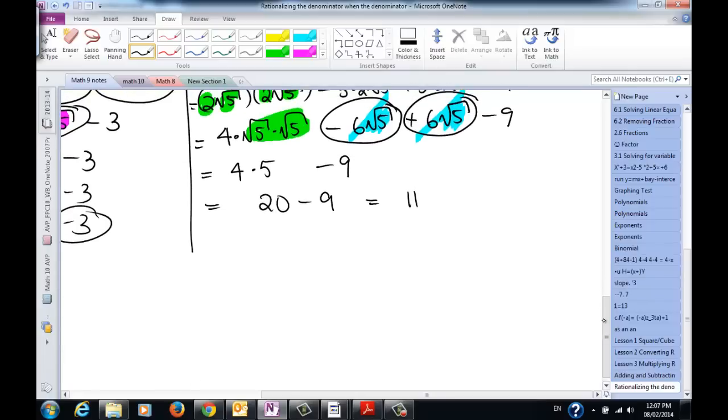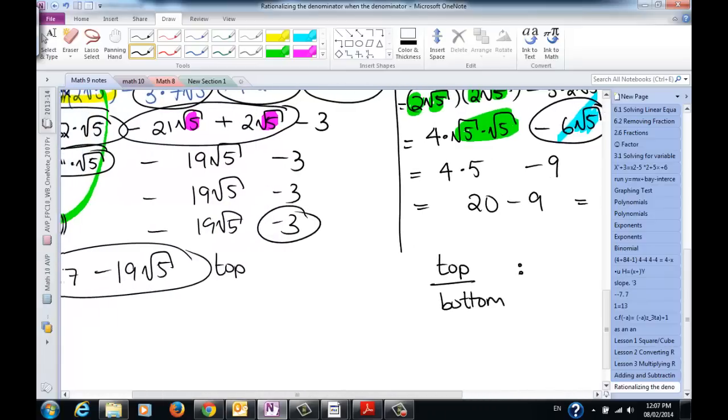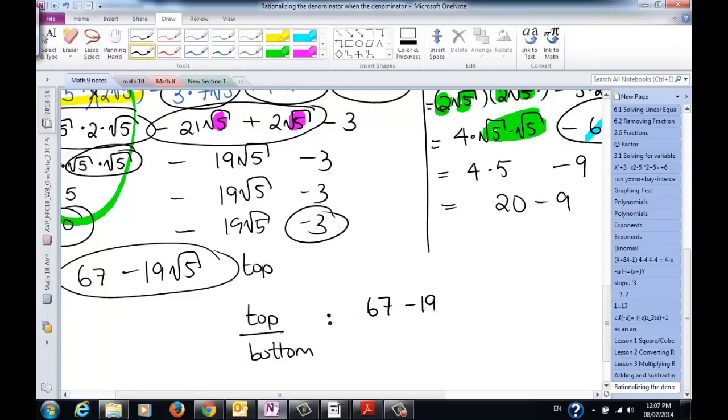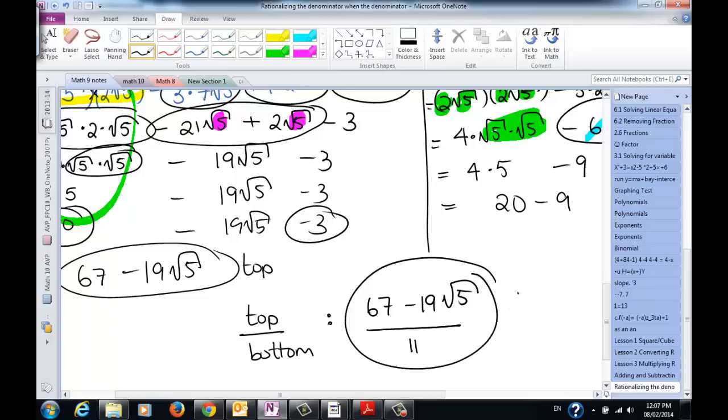Okay, now we've got to finish the problem. So we've simplified the top and the bottom. And my answer happens to be, what is my top piece? Actually, maybe I'll move this over so you can see it better. Okay, so we've got 67 minus 19 root 5 over 11. There's nothing else I can simplify here. This is my answer.